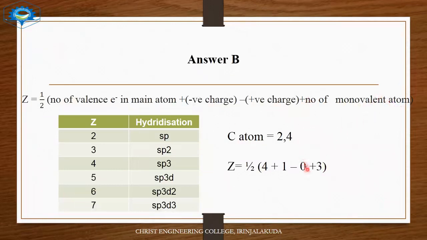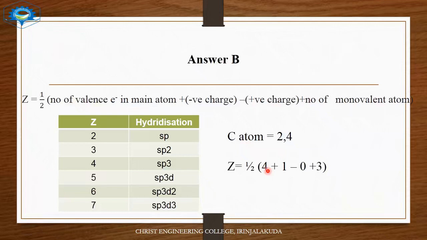Our compound is CH3 minus. So how many monovalent atoms? Hydrogen is a monovalent atom. 3 monovalent atoms. So 1 by 2 into 4. 4 means valence electrons in the main atom. Carbon is the main atom. Its electronic configuration is 2, 4. Total atomic number 6. So electronic configuration 2, 4, so the number of valence electrons is 4.